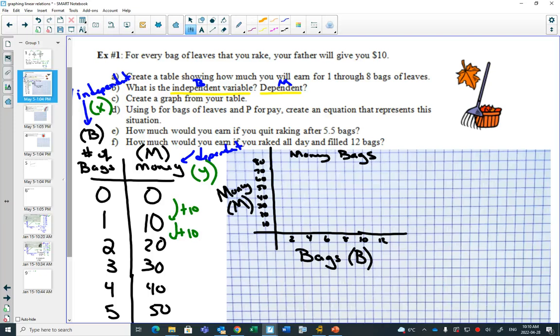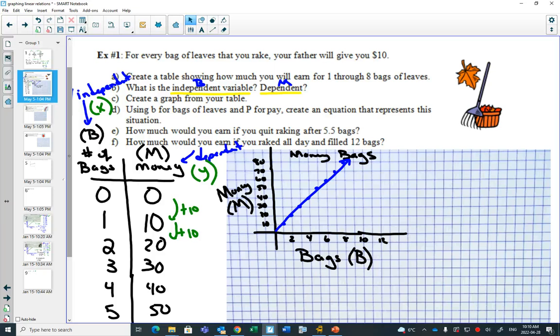Okay? My numbers would be so small on here. So now we can label these points: 1 bag, $10, 2 bags, $20, 3 bags, 30, 4, 40, 5, 50, 6, 60, 7, 70, 8, 80. It's making a nice straight line.